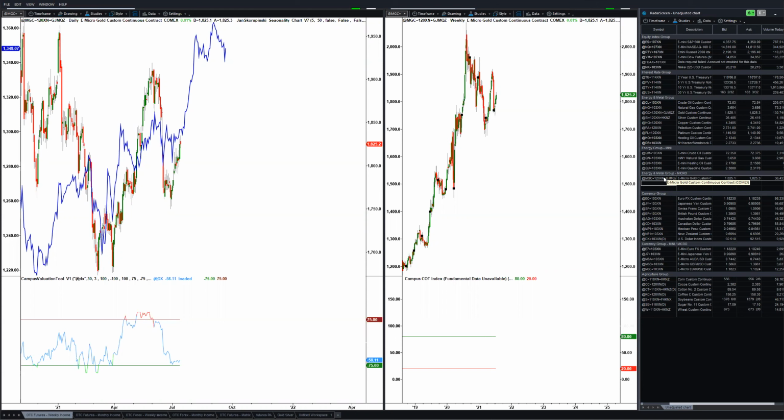Make sense? That's why, especially within the agricultural group, you always have one contract that historically has no volume. Kind of clear? Cool.